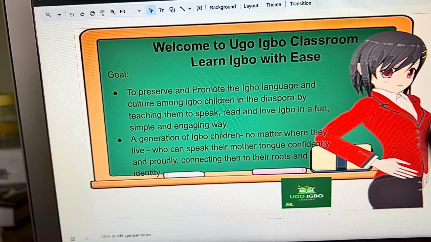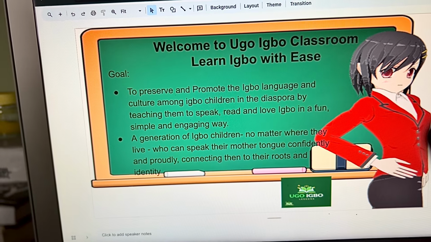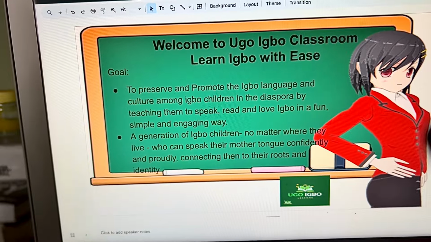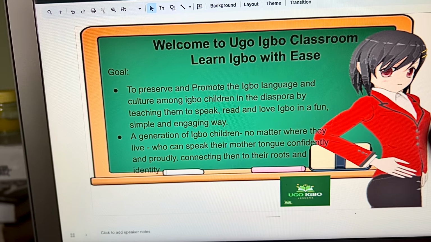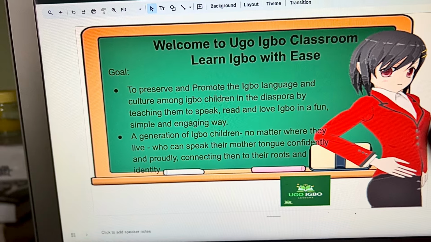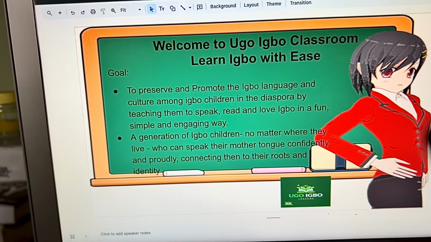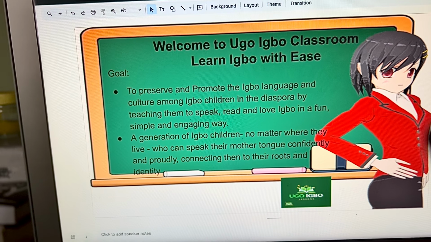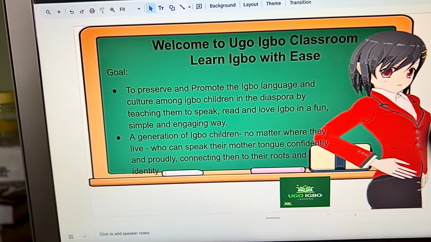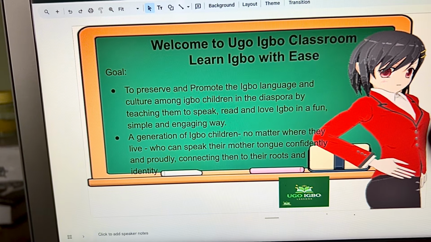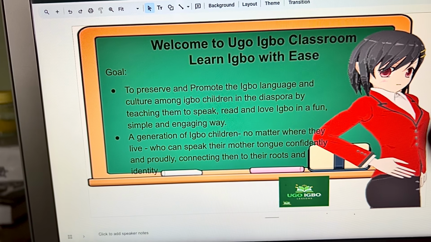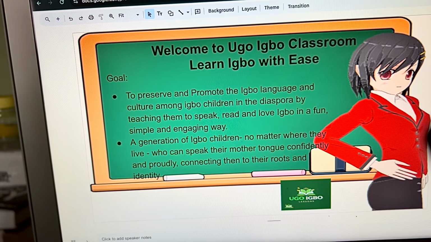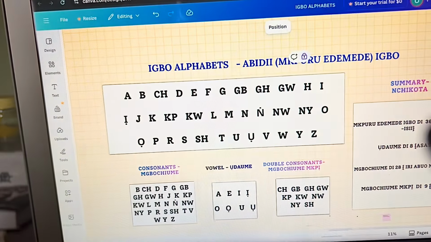The goal of this classroom and this learning is to promote and preserve the Igbo language and culture among Igbo children in diaspora by teaching them to speak, read, and love Igbo in a fun, simple, and engaging way. Today, we are going to start with something very important. Learning the alphabet is the first step to reading, writing, and speaking Igbo correctly. Are you ready? Ngwa ka anyị bido.